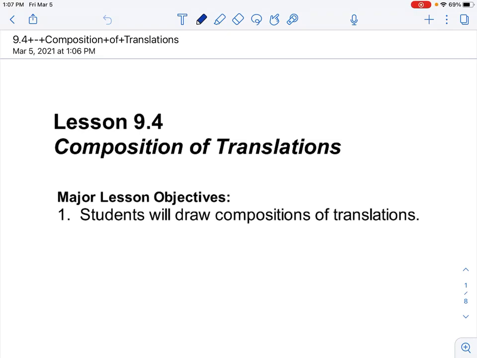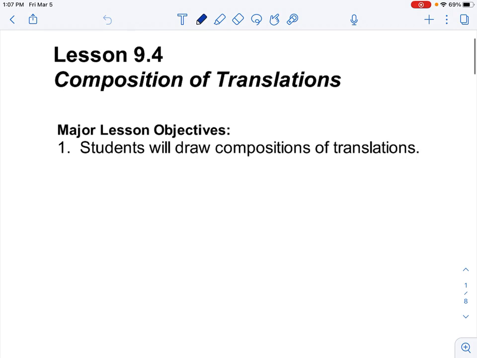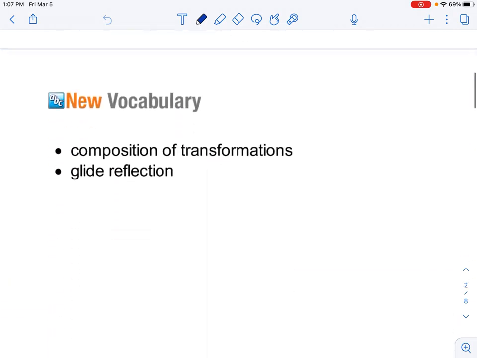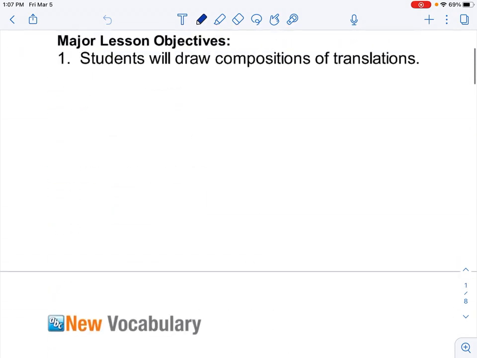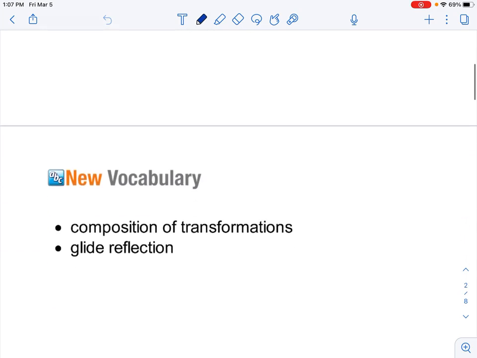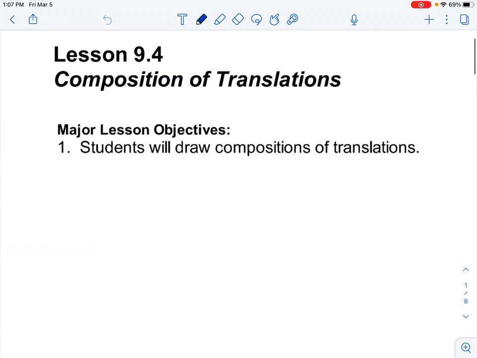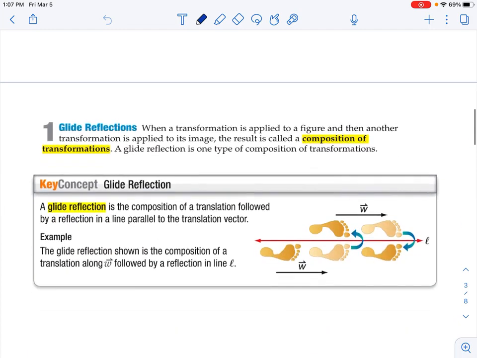Hello, today we are covering 9.4, composition of transformations. You guys will be able to draw compositions of translations. We have composition of transformations and glide reflection.